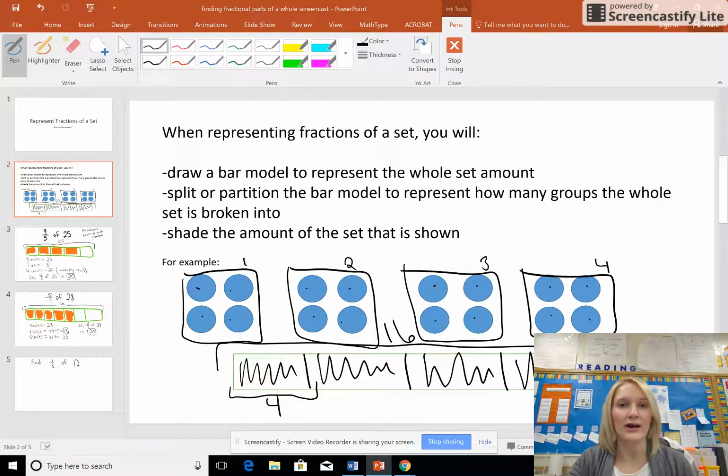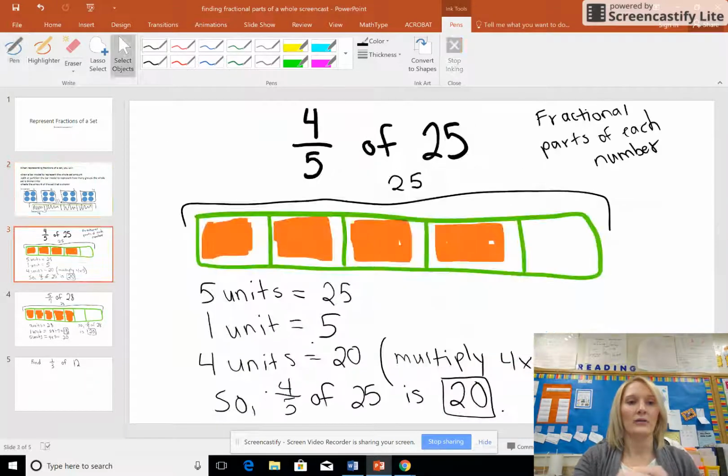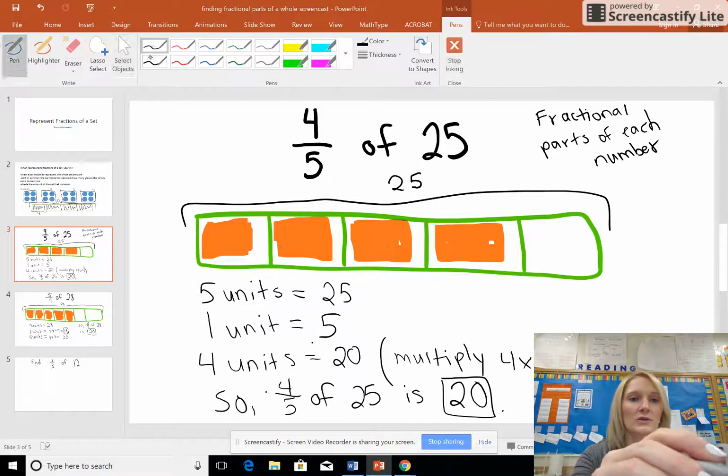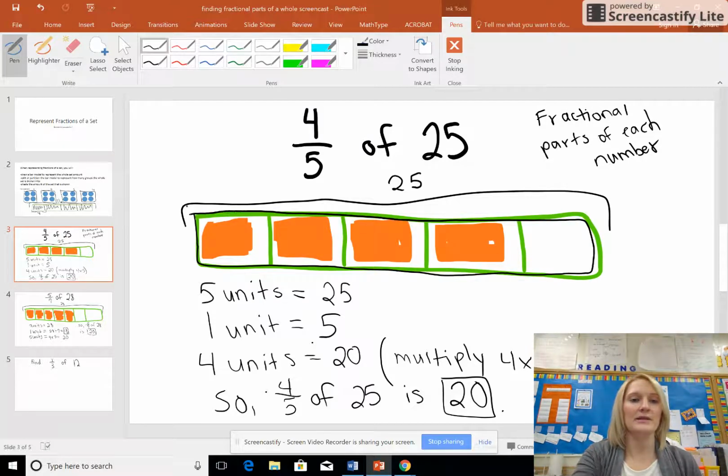Now let's take a look at an example of how we're going to break apart and tell a fraction of a set. Take a look at the bar model that I have drawn. I have one whole bar, and at the very top of my slide it says that I need 4/5 of a 25 total set. So I'm going to draw my entire bar model, and I'm going to label the whole bar as worth 25.